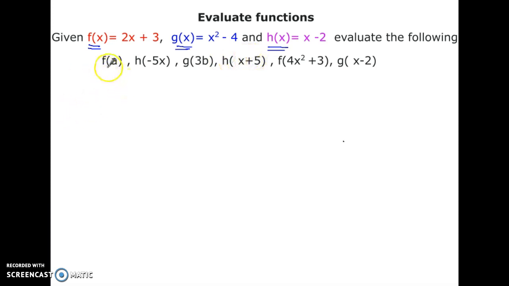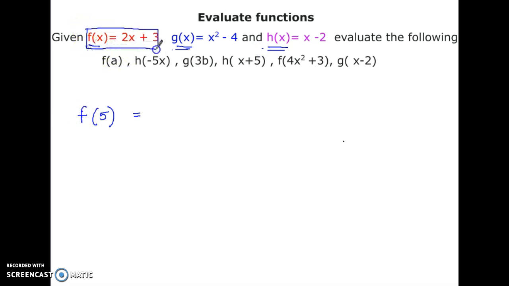So before I do the first problem, f of a, I'm just going to show you how to evaluate it with a number. For example, f of 5. That's how you read it. A function f parenthesis x is read as f of x, or f of 5 in this case. So the first thing to identify is which function we are talking about. Are we talking about the f function rule, or the g, or the h? This letter is f here, so I'm going to look at this first rule.